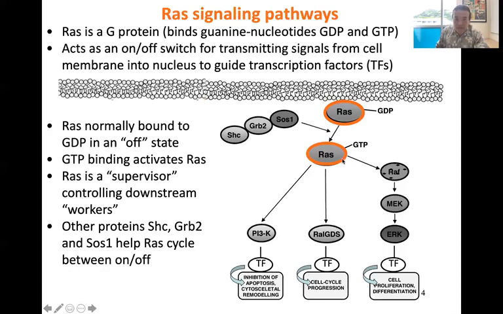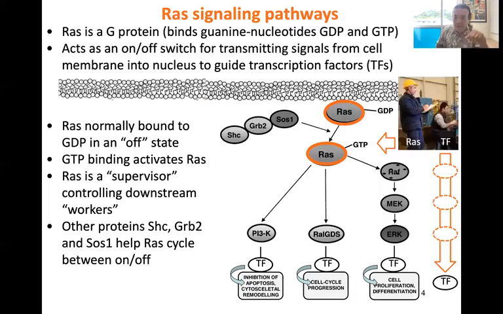GTP binding activates RAS. And so RAS kind of functions then as sort of like a supervisor that controls downstream workers. So we said in our analogy of the factory, the workers who actually have the skill to do little things like put together little pieces, parts of different machinery, right? They are the transcription factors. They work at a very low level, right at the level of the DNA itself, right? So these are the transcription factors down here.